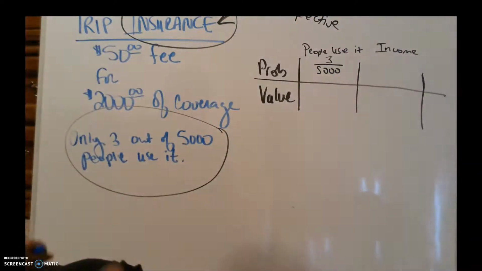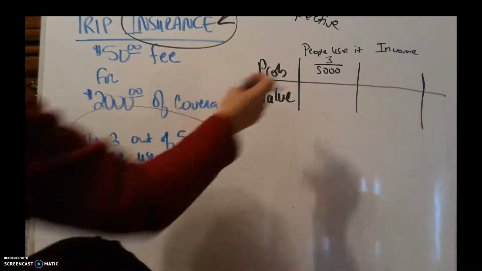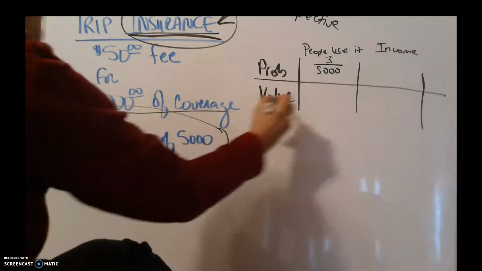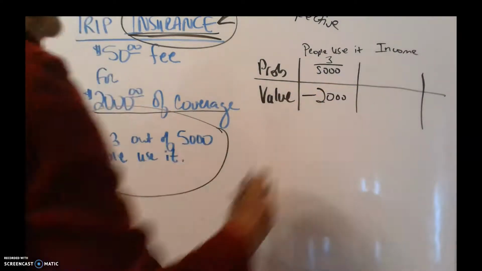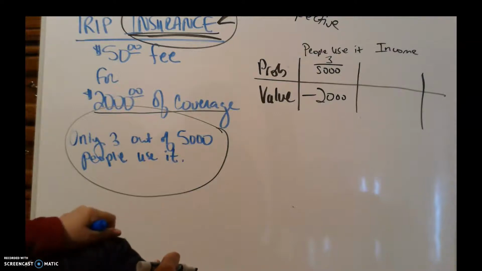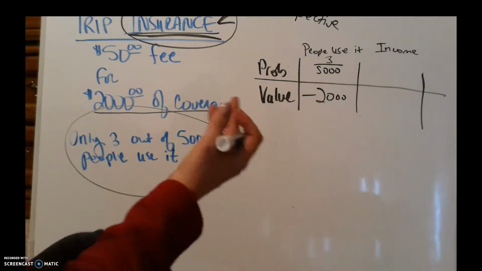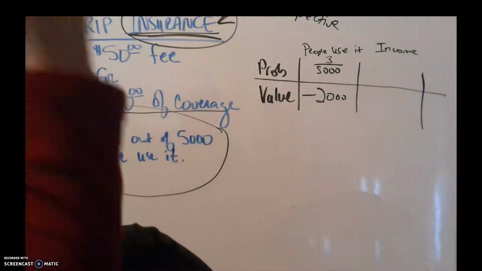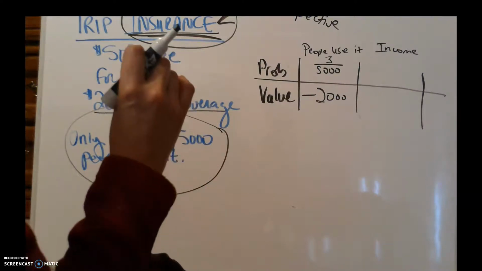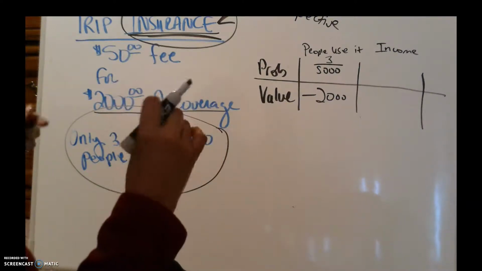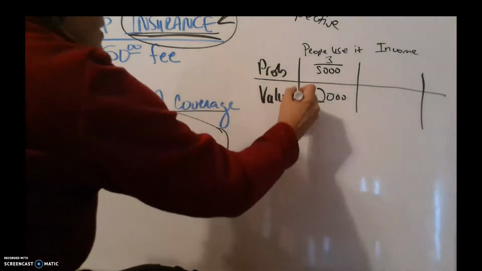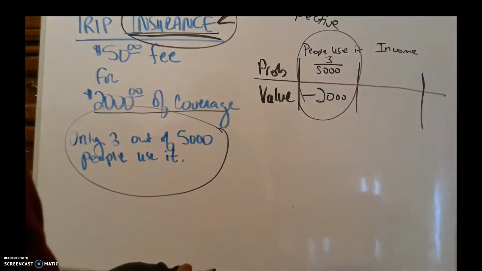Say somebody actually has to use it. From the insurance company's perspective, what happens? They lose $2,000, because they're the ones paying out that loss. The other possibility is that they won't use it, but we're just focusing on the perspective of the insurance company: how much on average are they going to make on this thing? They know sometimes they're going to lose money because people are going to use it.